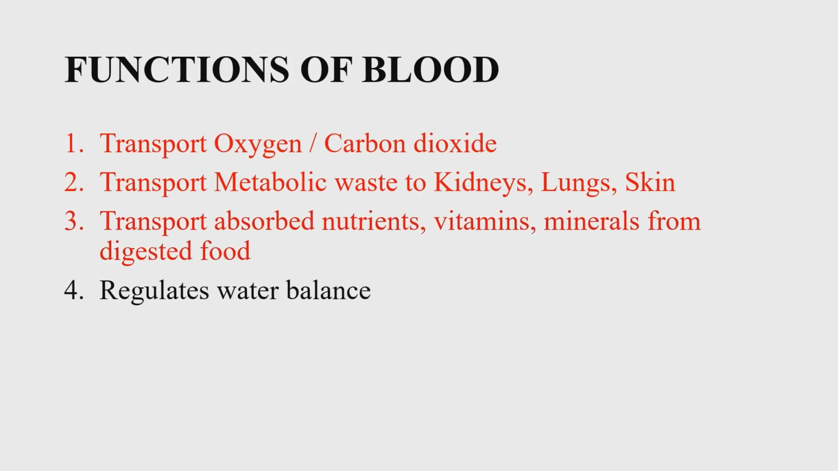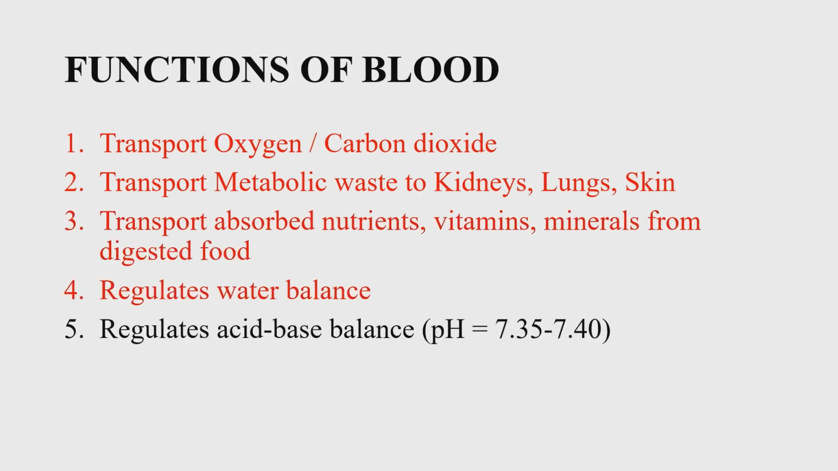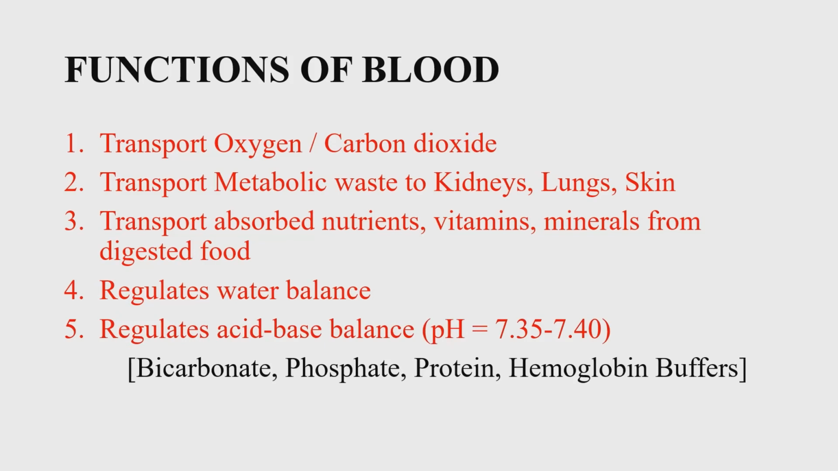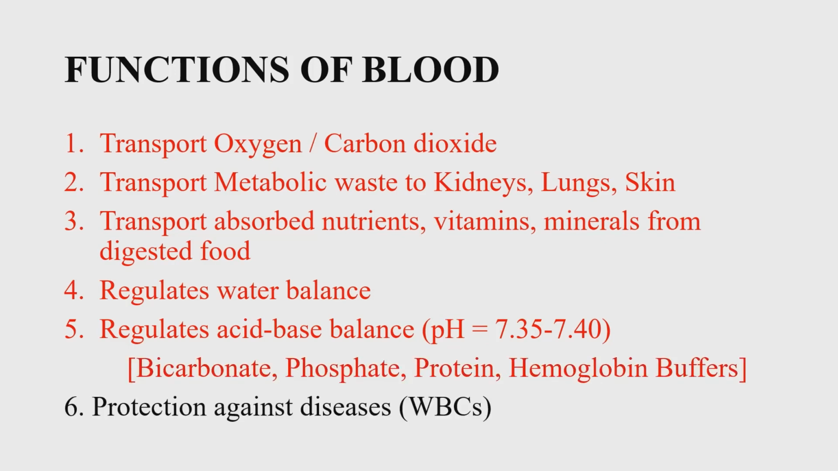It regulates water balance. It regulates acid-base balance. The pH of all the fluids are maintained by the blood. pH of blood is 7.35 to 7.4. It maintains the pH because of the buffer system which is present in the blood: bicarbonate buffers, phosphate buffers, protein buffers, and hemoglobin buffers are present in the blood, and gives protection against the diseases with the help of WBCs.